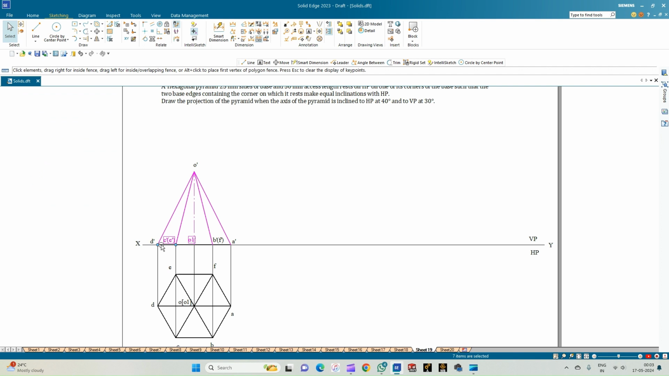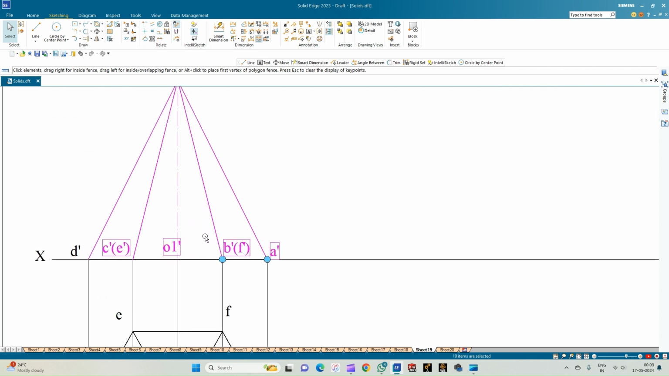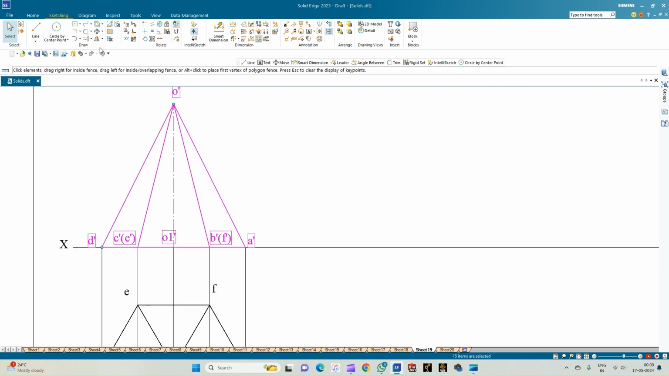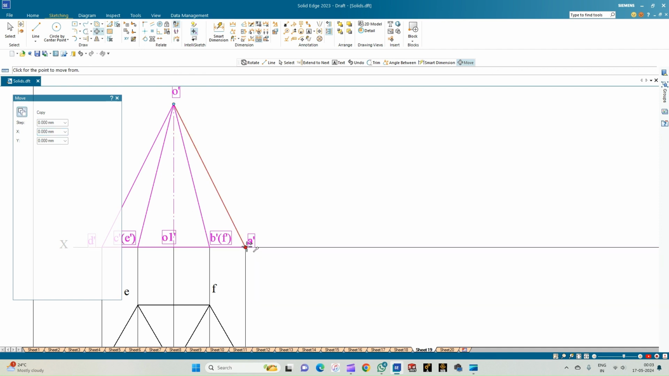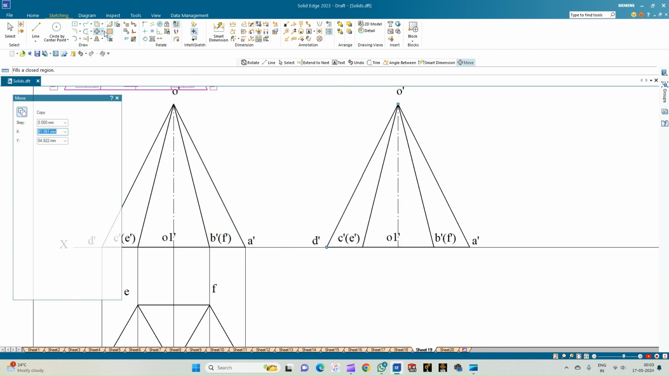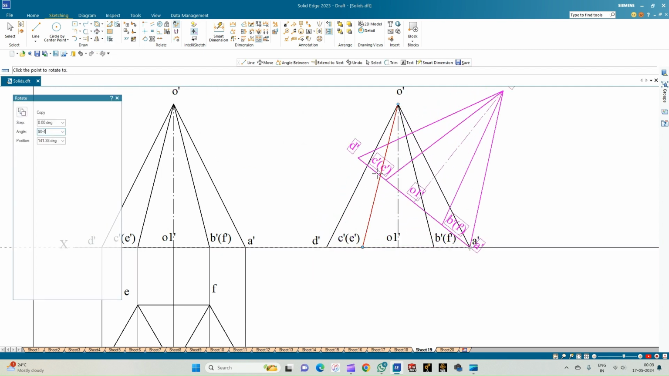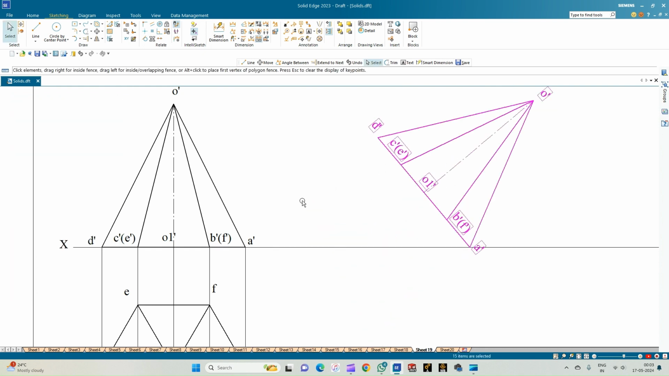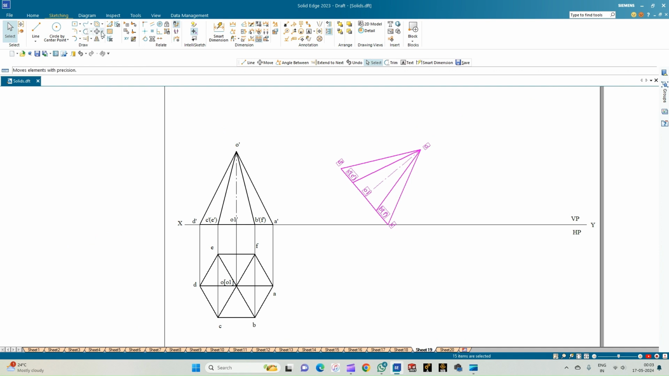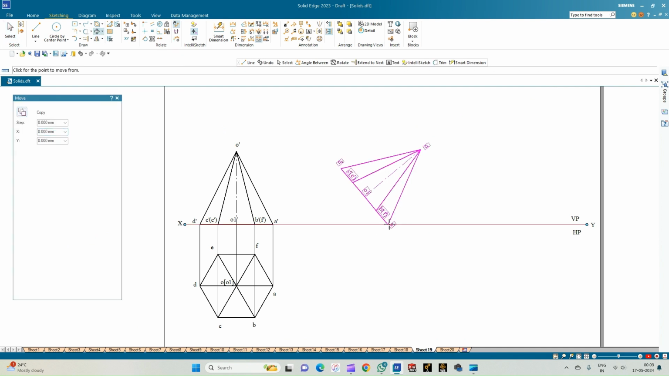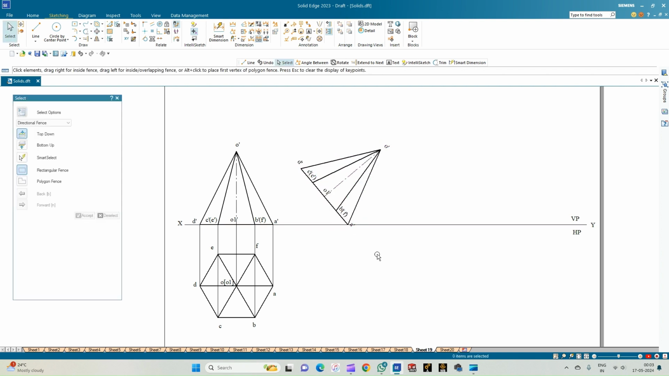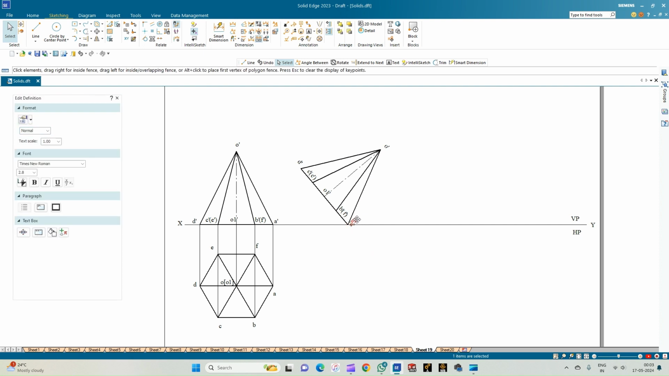So for that, let us select the pyramid front view along with the axis line and the annotations, and then let us move a copy of this towards the right hand side of the XY line. Now select the rotate option and incline the base of the pyramid at an angle of 90 minus 40 with respect to the HP. So this completes the front view of the pyramid when its axis is inclined at an angle of 40 degrees.